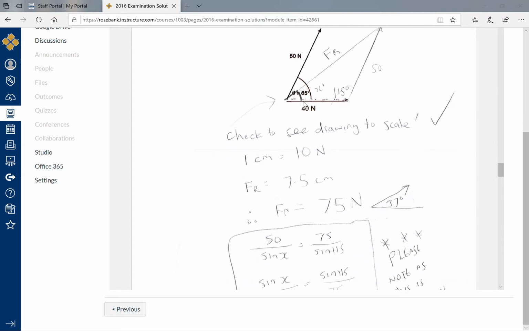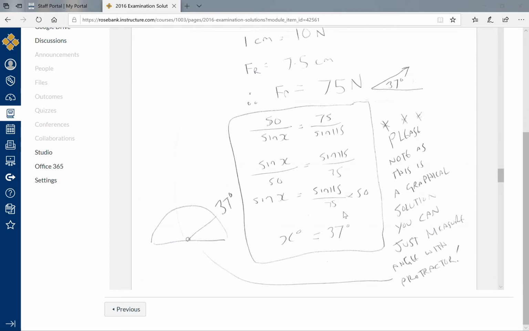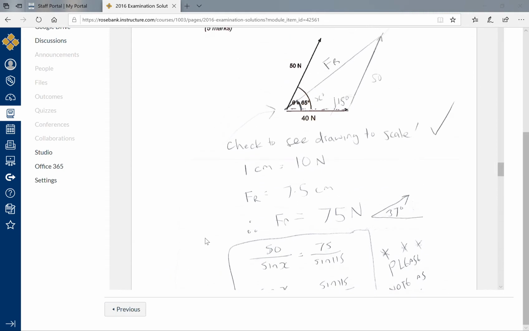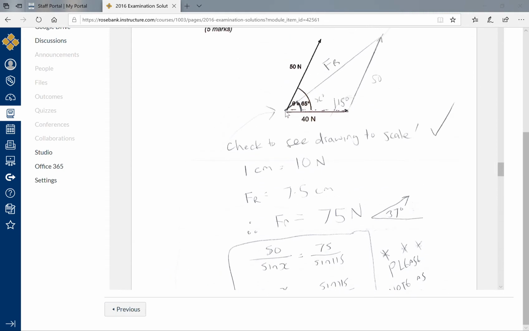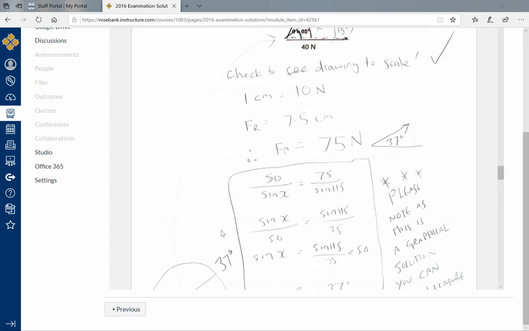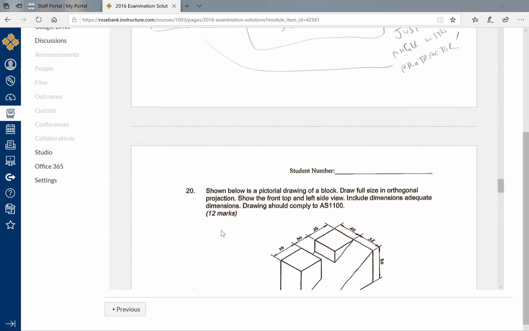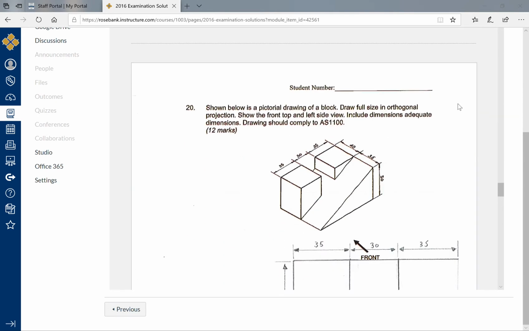And if you measure this angle that's inside here, it works out to 37 degrees. Now I did do an analytical analysis of that, but you really don't need to do that. All you need to do is take your protractor and measure this angle between this 40 newtons and the FR, and that's 37 degrees. And that gives you a value and a direction, which is what you need for a vector. And that's it for this video, and we'll do 20 on the next one.